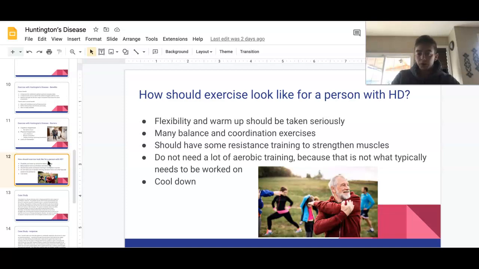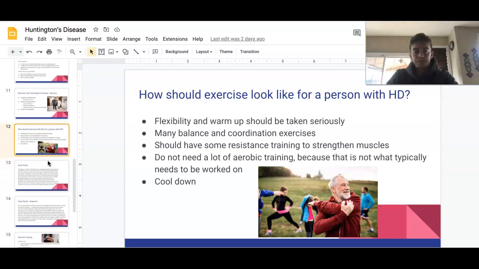And when it comes to aerobic training, there doesn't have to be a lot of emphasis on it, but there should be a little bit. It's just typically what they don't need as much. But the next is cool down. There should be a cool down at the end of the program.